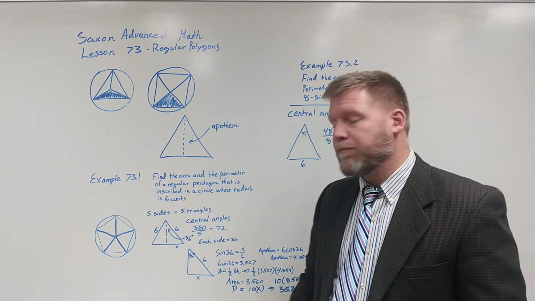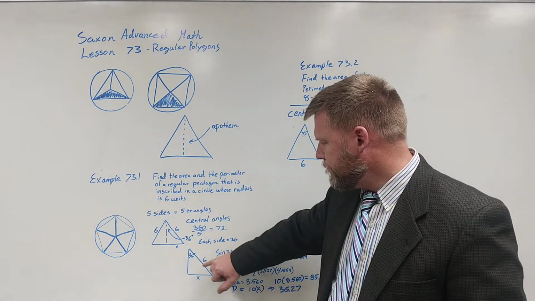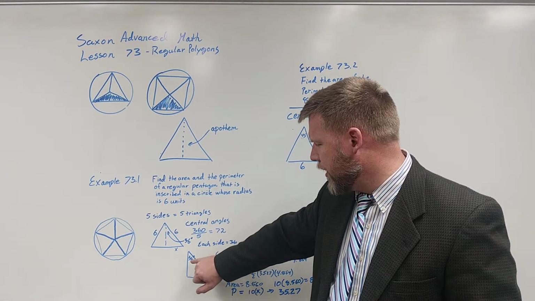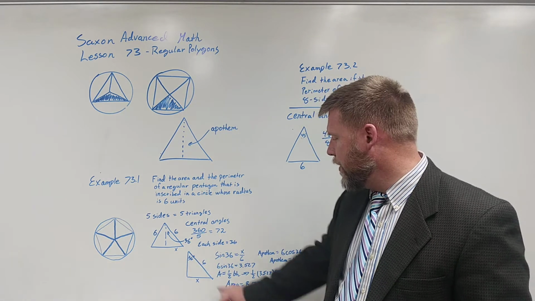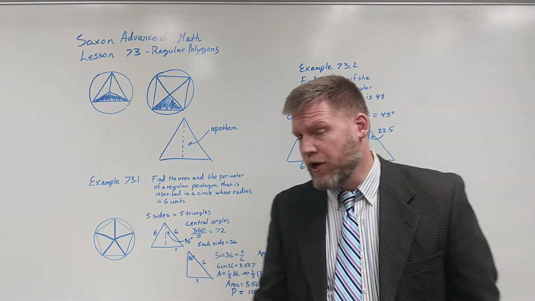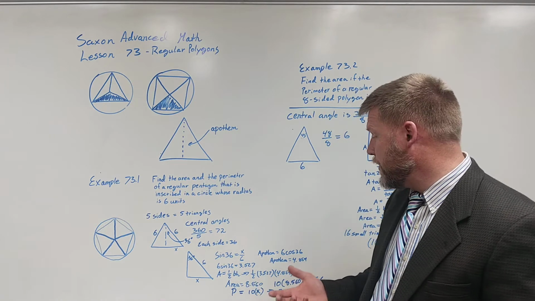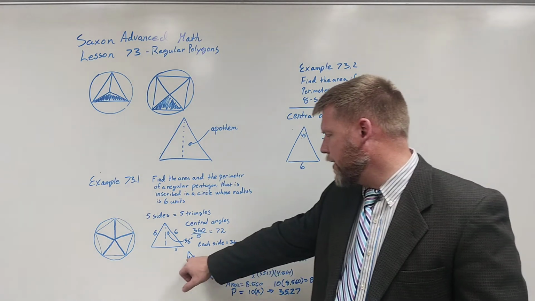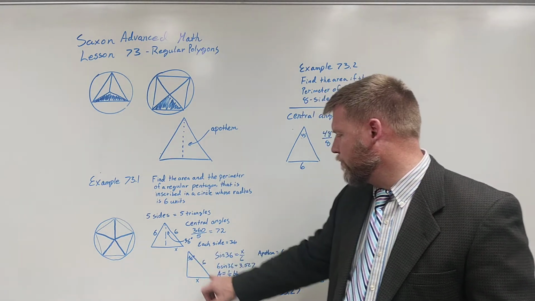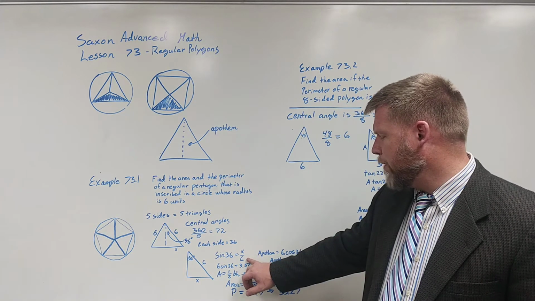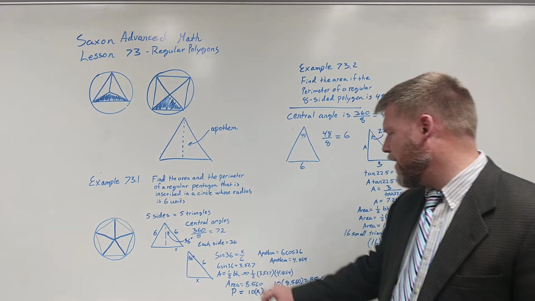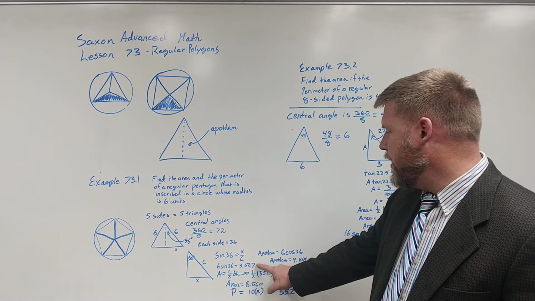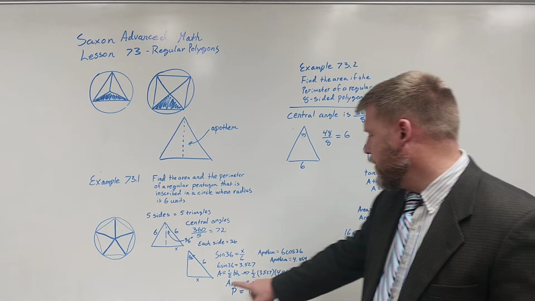At this point, I can employ a little bit of trig. In order to do so, I'm going to look at this and realize that the x and the 36 are opposite to each other, and I have a hypotenuse. So the trig function that works with opposite and hypotenuse is the sine. The sine of 36 equals x over 6. If I multiply 6 by both sides, I'll end up with 6 sine 36, and I get 3.527. That is the length of x.